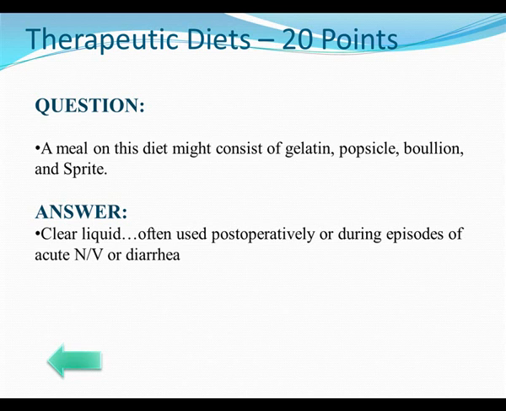clear liquids. Be aware that anything you cannot see through at room temperature is not a clear liquid, but if you can see through it at room temperature, like a popsicle, that is a clear liquid. Of course it wouldn't be a popsicle at room temperature, but that is a clear liquid. The full liquids are more the milks and the cream soups and that kind of thing.